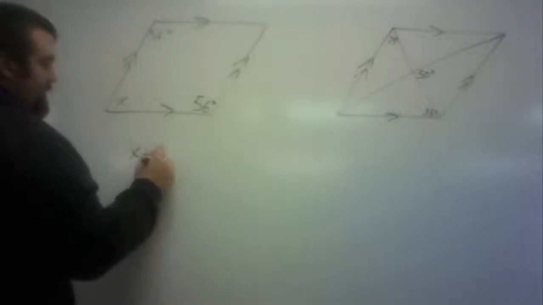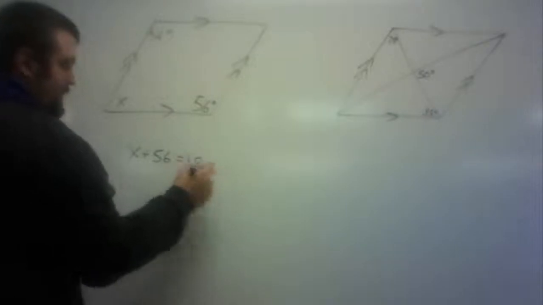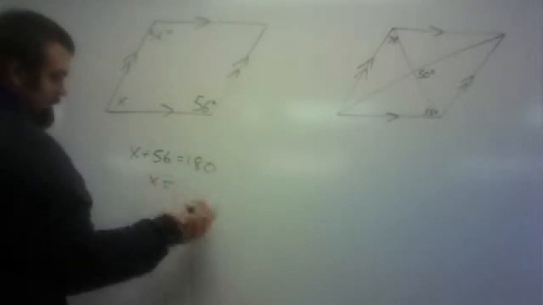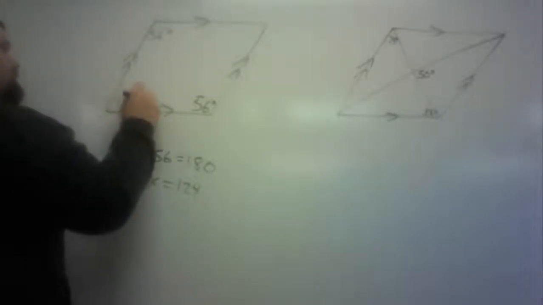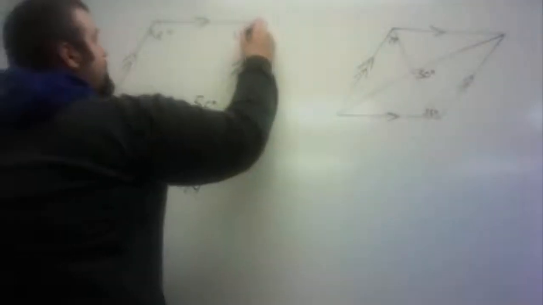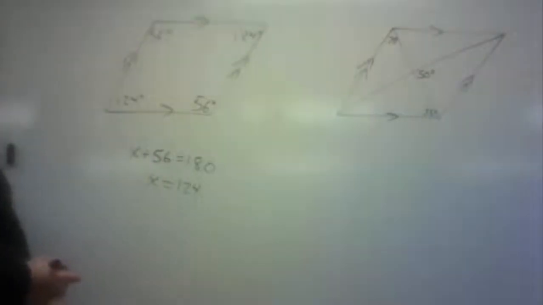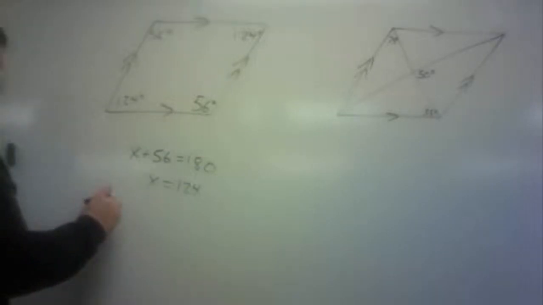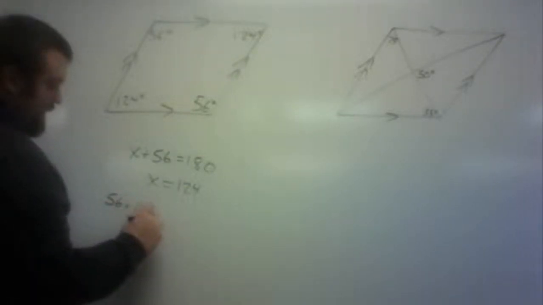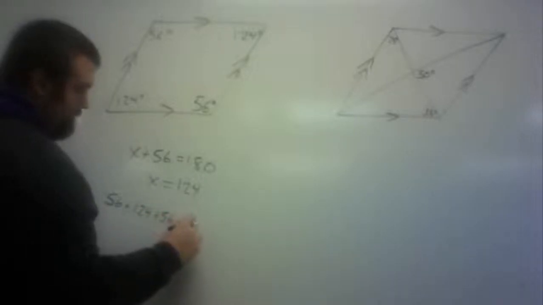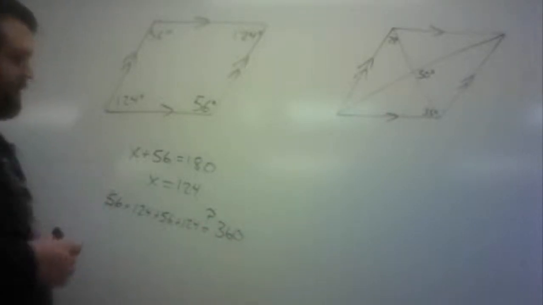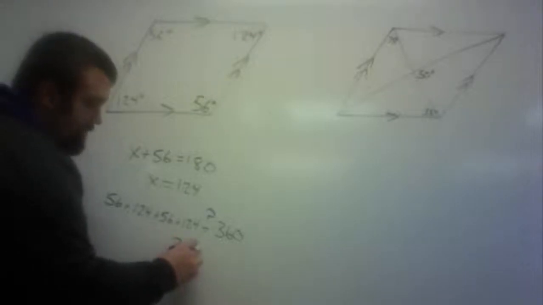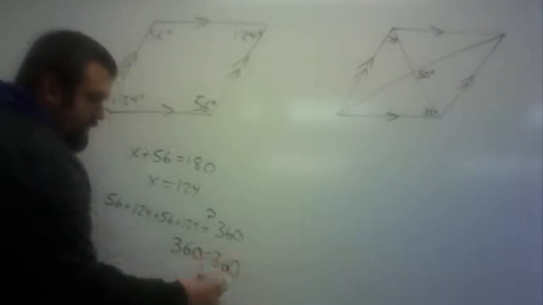So that means x plus 56 here has to equal 180 because those two angles have to be supplementary. So x has to be 124. This has to be 124 degrees. Well, if this is 124, this over here is 124. Now let's just do a quick check to make sure that this all works out. What if I add 56 plus 124 plus 56 plus 124? The question is, does that equal 360? Because all the angles of a quadrilateral have to be 360. And it does end up being true. So, in this case, no rules have been broken.